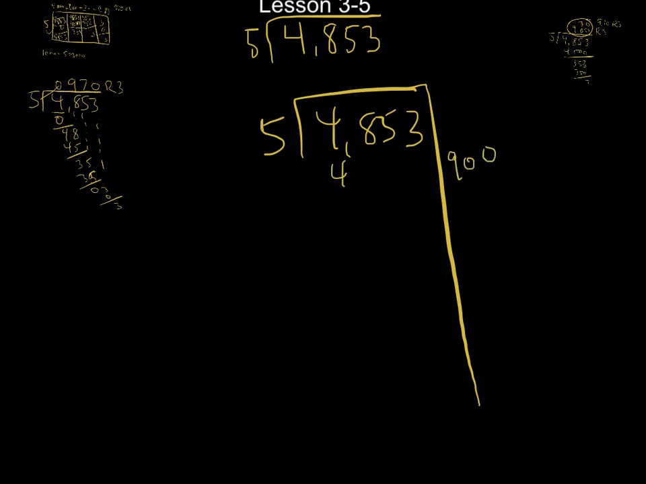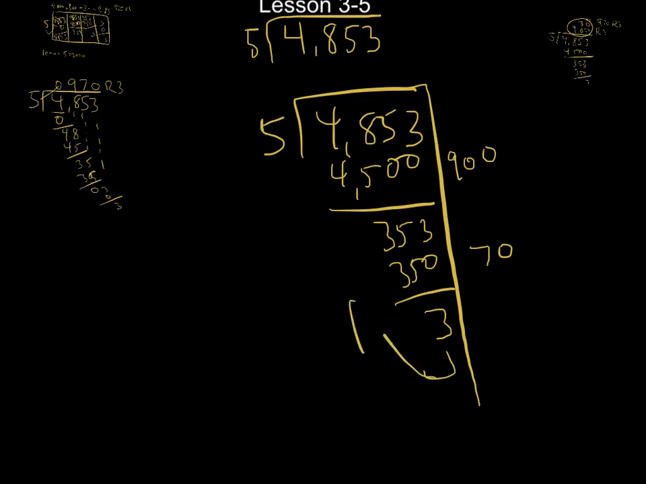If you multiply 900 times 5, you get 4,500. Subtract it, you get 353. I know 5 can go into 353 70 times to give me 350. Subtract it, you get 3. 5 cannot go into 3. This number is now smaller than the divisor, so that tells me that's my remainder. And I add this together. Oops, I have 970 with a remainder of 3.